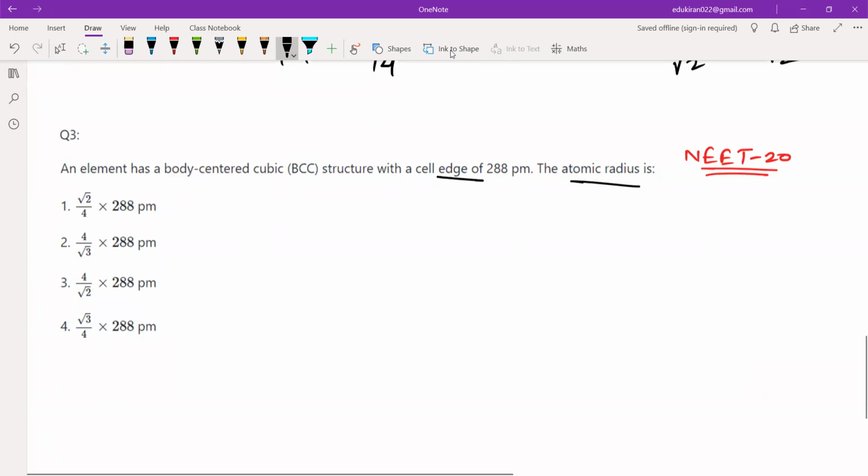Root 3 by 4. It is root 3 a, equal to 4r. Right? Yeah. So r will be equal to root 3 by 4 into a, yeah, and a is 288. Okay, fine.